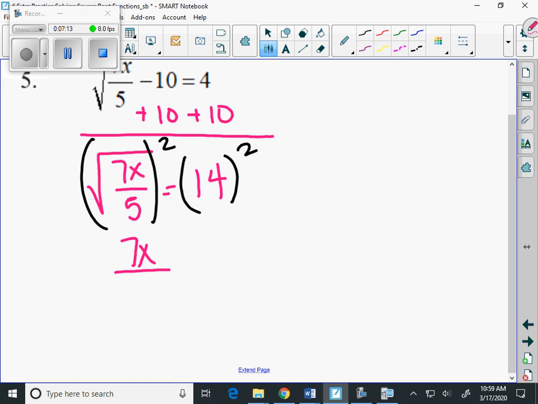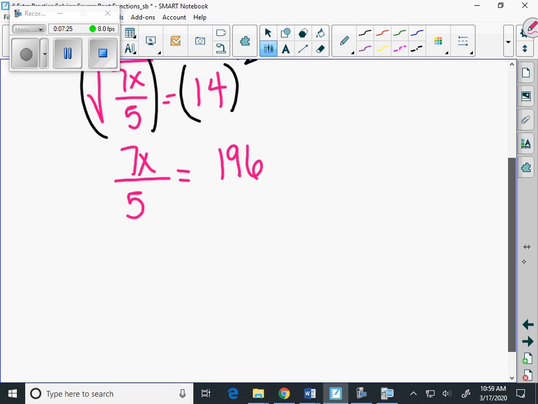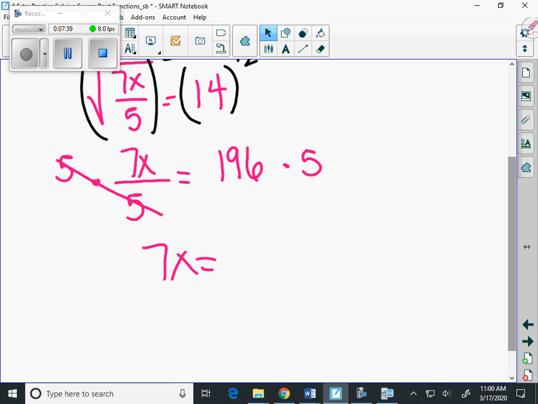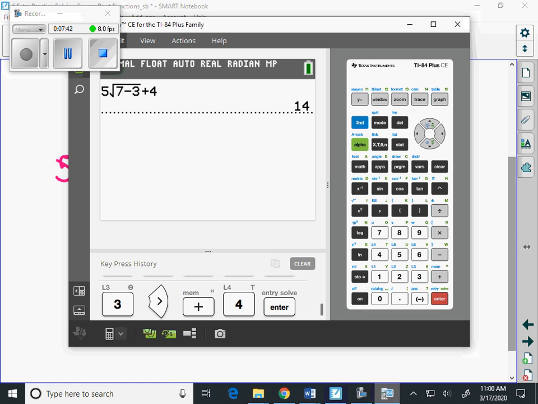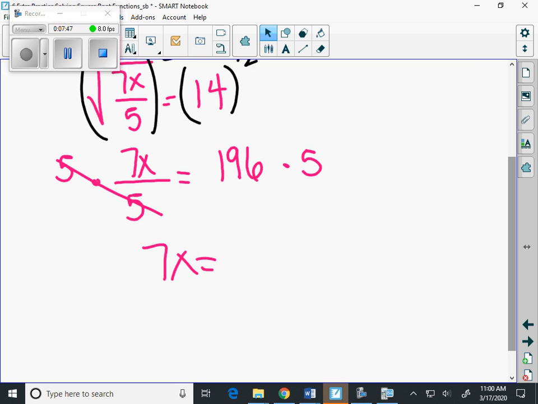7x divided by 5. Square rooting and squaring cancel each other out. 14 squared is 196. Type it in your calculator if you don't know that, and that's fine. I'm going to have to type something in momentarily anyway, because eventually what we want to do is solve for x. And I'm going to get rid of this fraction by multiplying this side by 5 and multiplying this side by 5. So the 5's cancel out and we get the 7x. Over here, 196 times 5. That's what I need to type in. 196 times 5 is 980.